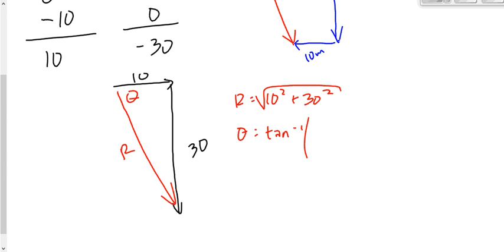But the resultant vector is always the long. That's not true. The hypotenuse is always the longest one. Resultant is usually the longest one, not always. The hypotenuse is always the longest one, and the adjacent is the other one. So we're going to say that the opposite is 30 and the adjacent is 10, and we'd solve for that angle, whatever it worked out to be.